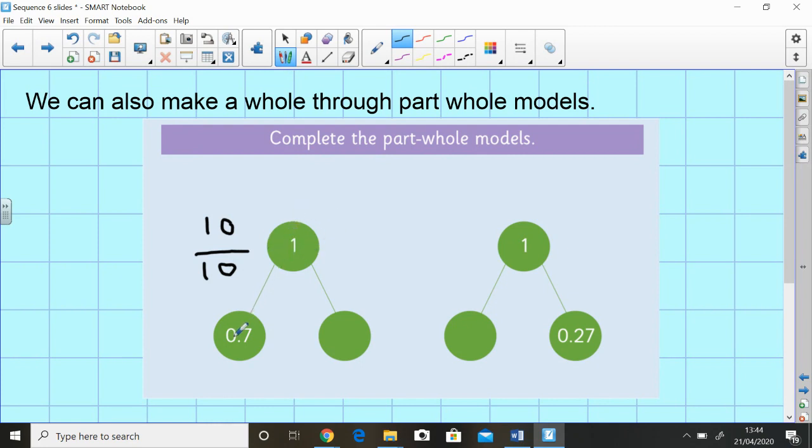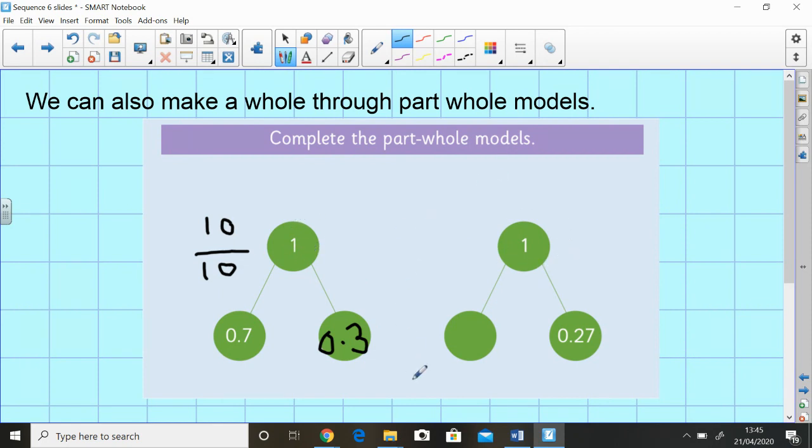We have got part of the question 0.7, which is the same as 7 tenths. What do I add to 0.7 to give me 1 whole? And if you know your number bonds, this is using your number bonds to 10. 7 add 3 equals 10. So 0.7 add 0.3 will give you 1 whole.